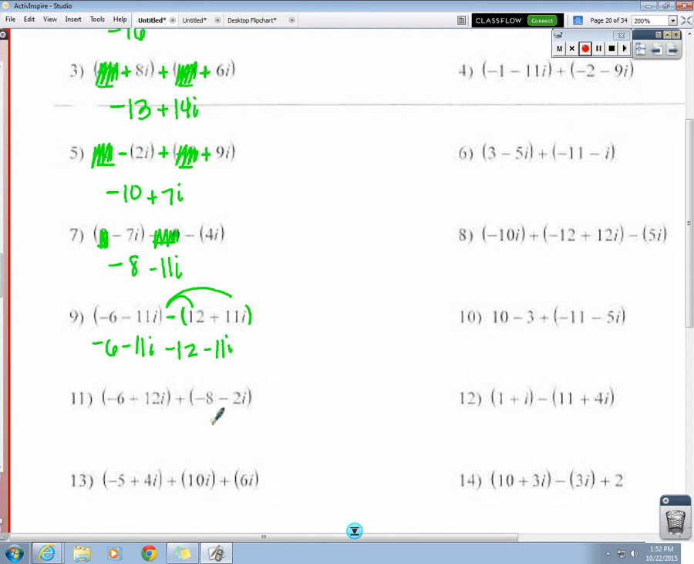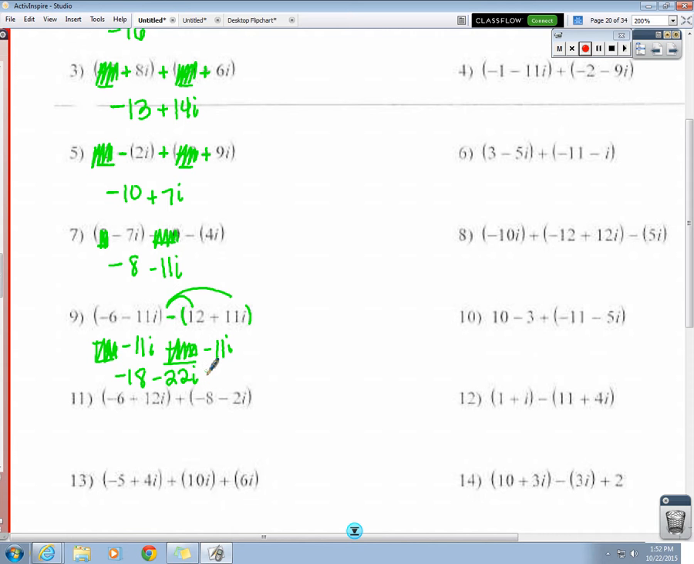Okay, so now let's start with the constants. We have a -6 minus 12, which is -18. And then we have a -11i minus 11i, -22i. Remember, to get 0, it would have had to have been -11 plus 11.